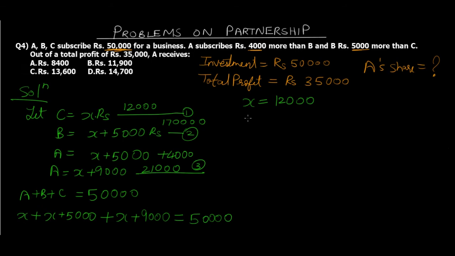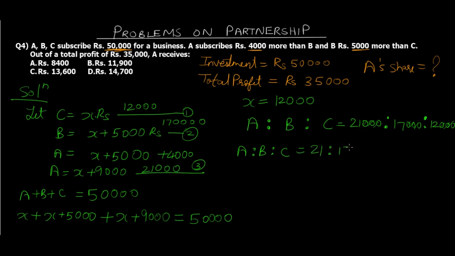So the profit sharing would be in the same ratio. So A's investment is to B's investment is to C's investment is equal to 21,000 is to 17,000 is to 12,000. So the profit sharing is also going to be in the same ratio. So we can reduce this by just cancelling out the zeros. So A is to B is to C is going to be 21 is to 17 is to 12. So we want to find out A's profit. So A's share is equal to 21 upon the total parts, 21 plus 17 plus 12, which is 50, into the profit. And we know the total profit is 35,000.